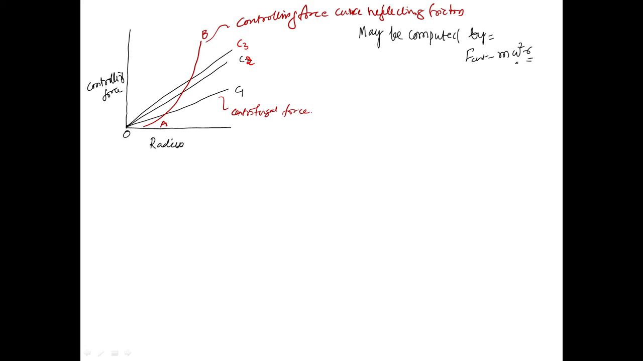Suppose that the point P on this curve represents the mean speed of the governor. R is the corresponding radius of the balls.